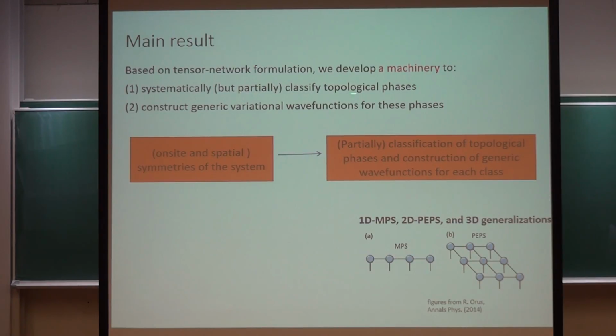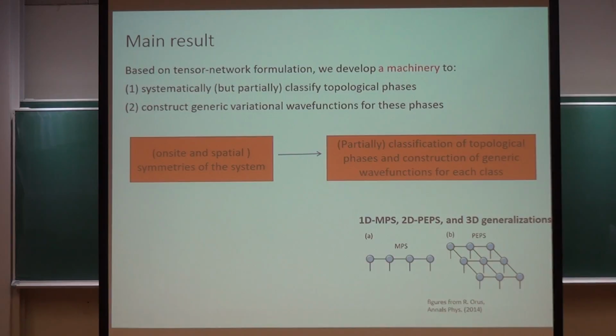In particular, if your symmetry group is discrete, this construction works so that for every phase you can have a generic wave function. Even for continuous symmetry, sometimes you also can have a construction. The way that this machinery works is the following. All I need to know is some input. You need to tell me the symmetry of your system. It includes all kinds of symmetry, including internal symmetry like spin rotation, or some spatial symmetry like space group symmetry. And then there's a well-defined procedure to follow. And at the end of the day, this machinery generates a partial classification of topological phases, and the construction for variational wave functions.